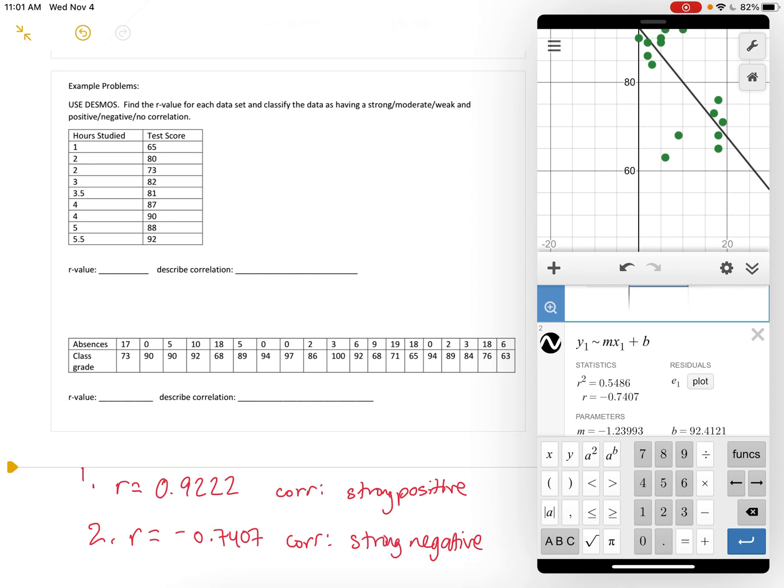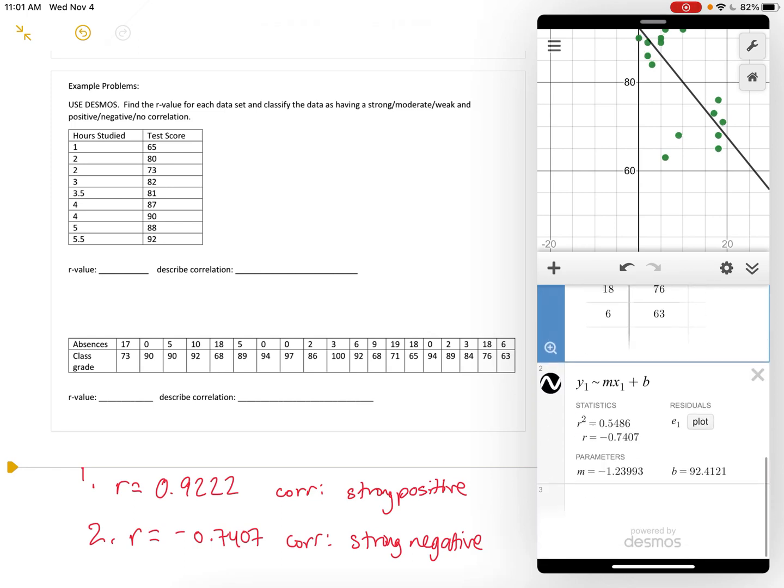We'll do more in the future with some of these other things that pop up when you type in that y1 squiggle mx1 plus b. We'll talk more about the line. But today all we're doing is finding r and the type of correlation.